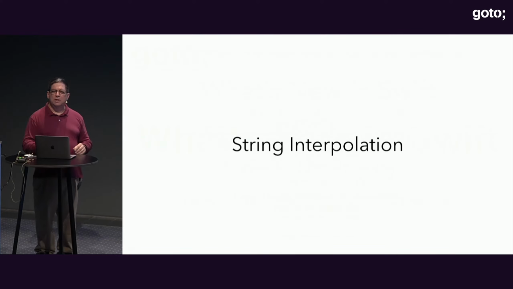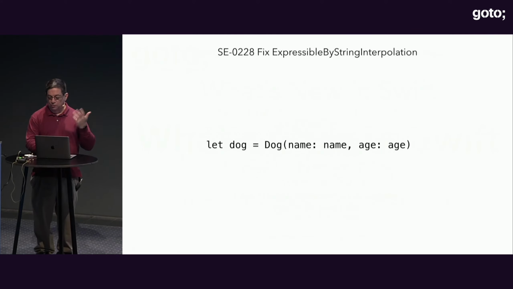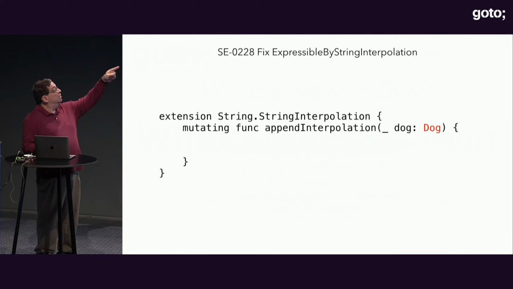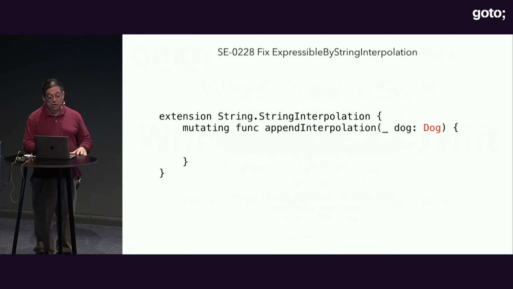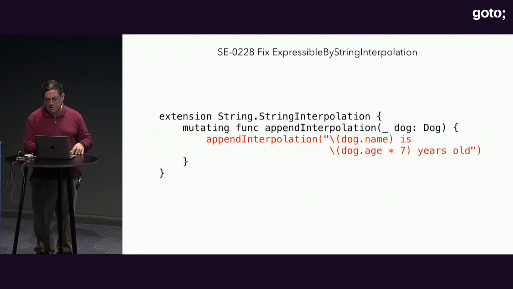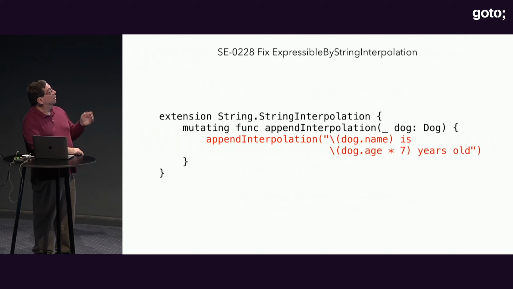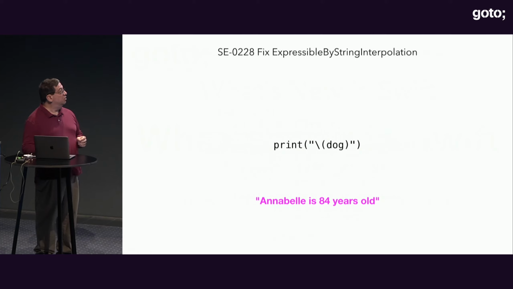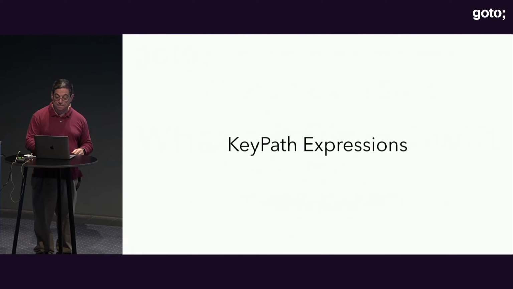String interpolation changed as well. String interpolation is when you do the slash parentheses to print something out. Suppose I have a dog, because for some reason I'm obsessed with dog examples today. You can now provide an extension to string, but you're specifying it in the case that it's a dog, and you're saying, what do I want to do in case it's a dog? Maybe if you escape a dog, I'll print the dog's name and the dog's age, and so now when you print dog like this, you get Annabelle is 84 years old, and you can make your strings much more expressive.